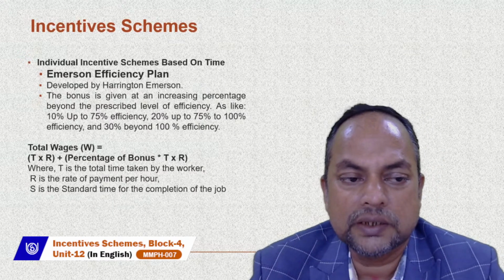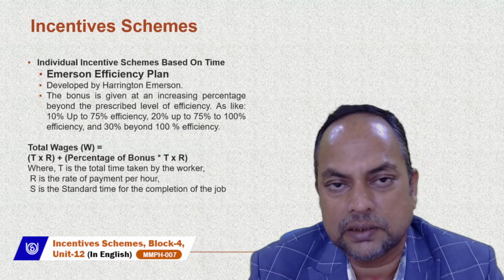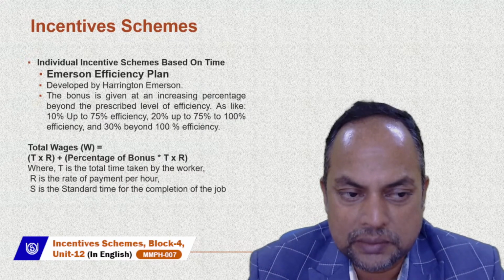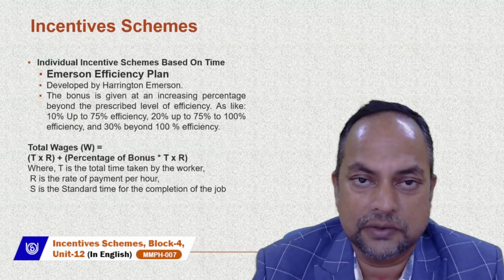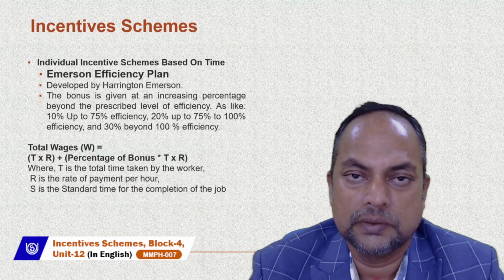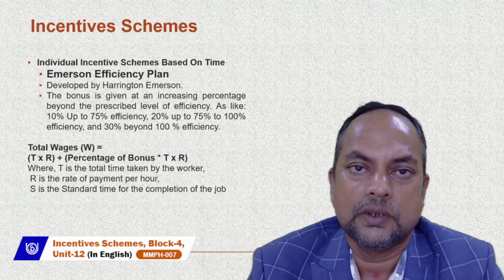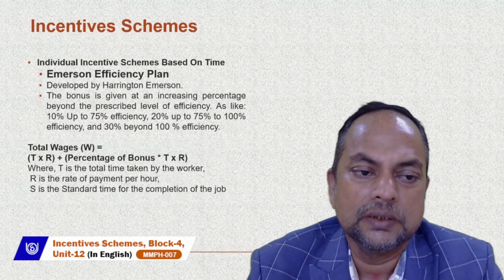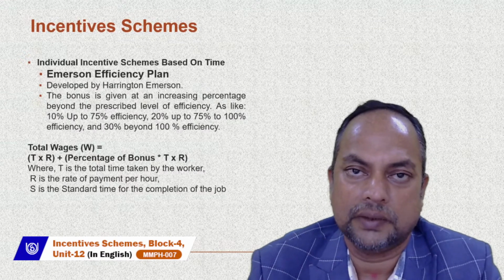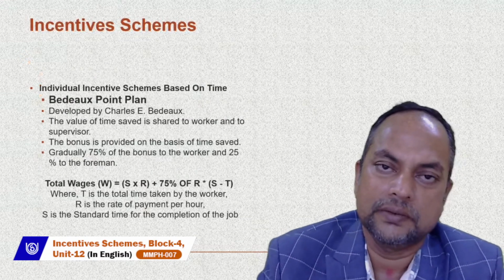So here the total wage is calculated as T multiplied by R, where T is the total time taken, R is the rate per hour, and S is the standard time. So T multiplied by R plus the percentage of bonus as it is defined, whether it will be 30% or 20% or 10%, as per the standard efficiency of the worker according to the time saved. Then percentage of bonus multiplied by T multiplied by R. So individual incentive schemes are modified.